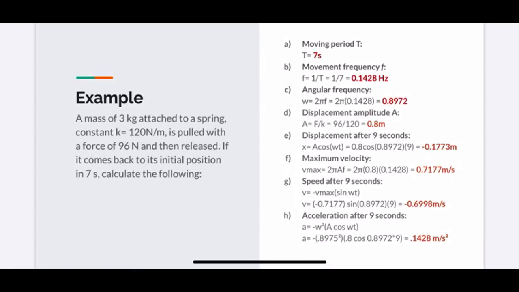The moving period, which is given in the problem, is time equals 7 seconds. The movement frequency, the angular frequency, the displacement amplitude, the displacement after 9 seconds, the maximum velocity, the speed after 9 seconds, and the acceleration after 9 seconds. We can calculate all of this with the formulas given in the explanation.